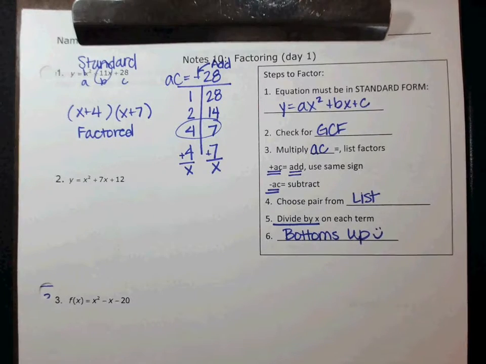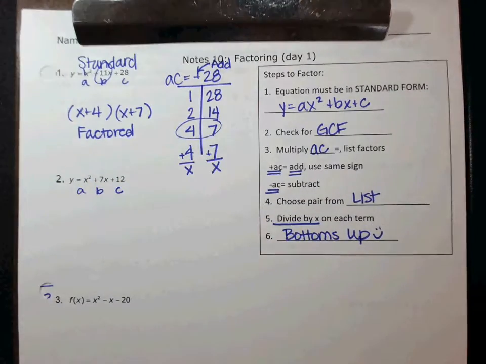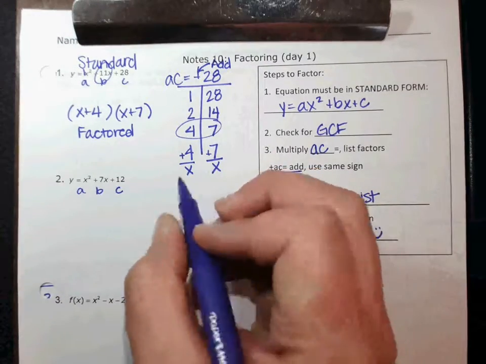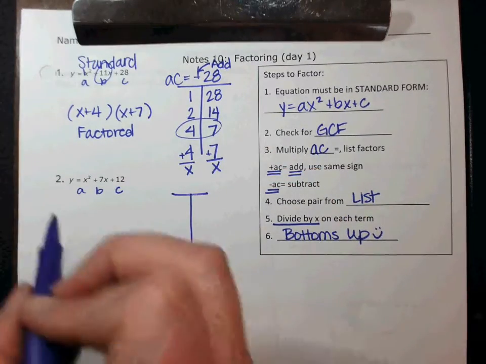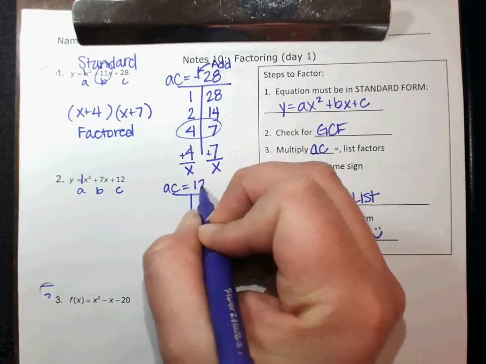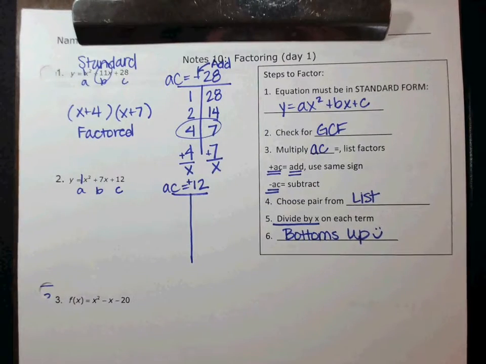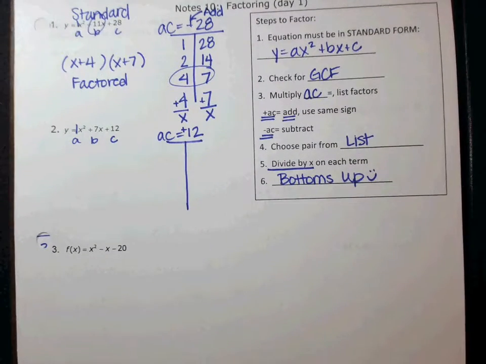Give me at least 3 examples for you to try to pick up on it before you get frustrated. Okay, A, B, C. I have no GCF, so I'm ready to set up my chart. A and C need to be multiplied together. A is a 1, C is a 12. What is 1 times 12? 12. Now notice that's a positive 12. From there I want to list all the ways I can multiply to get 12.